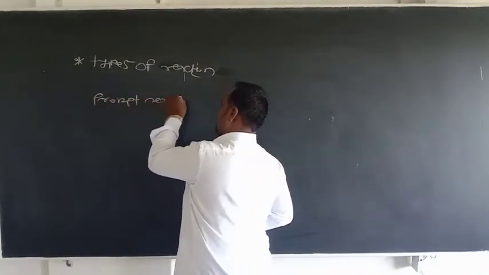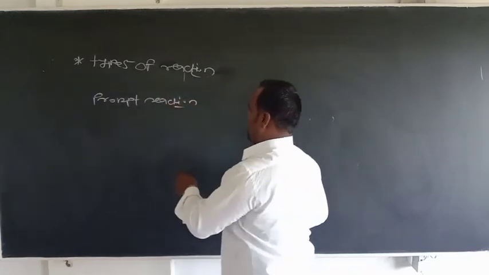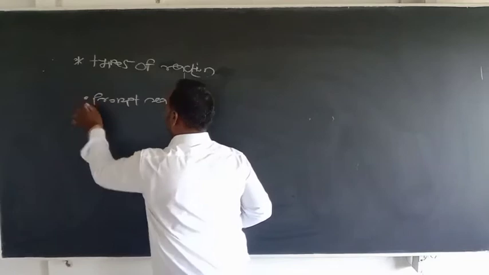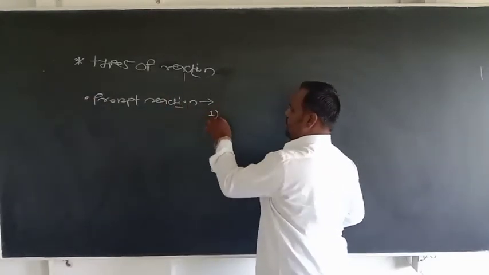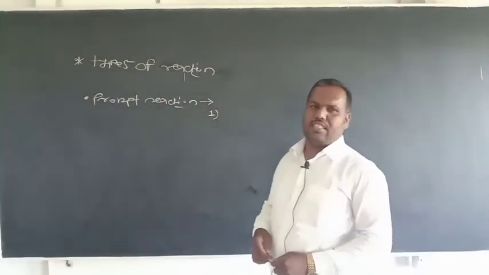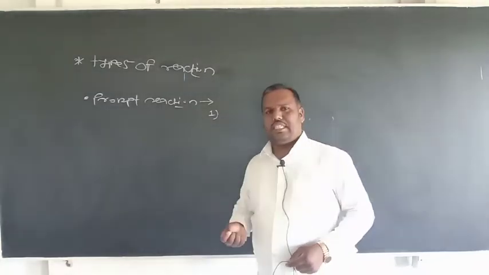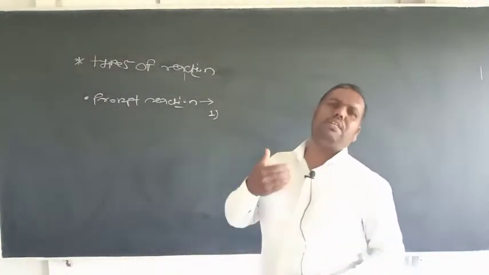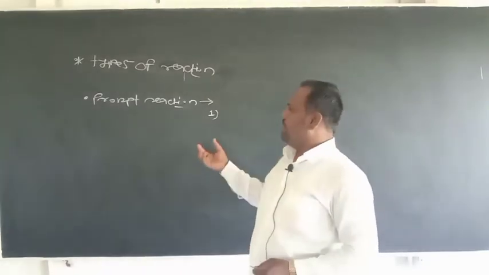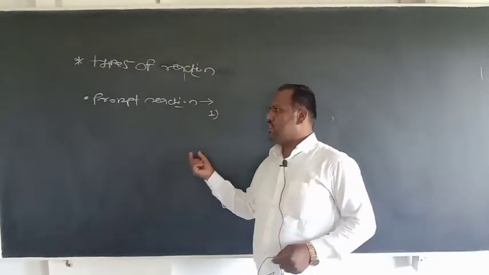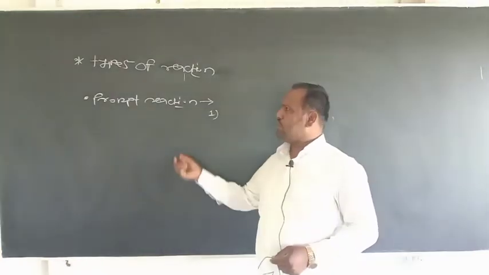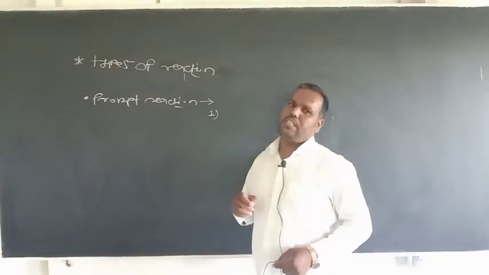So what are the characteristics of the prompt reactions? We will discuss them one by one. The first characteristic of the prompt reaction is that the excited state which is formed after absorption of light radiation dissociates immediately. Whatever excited state is obtained has a very short life, so it dissociates immediately after its formation.